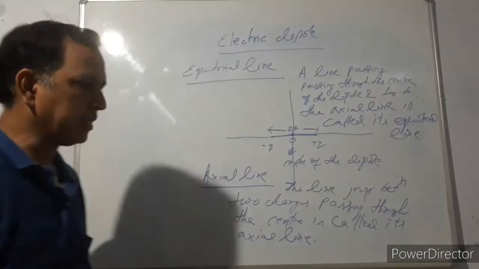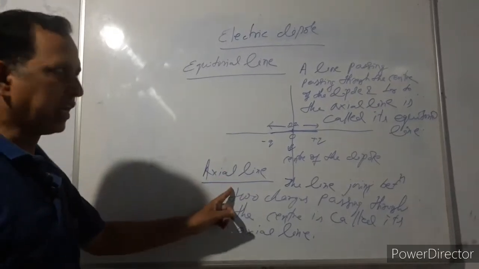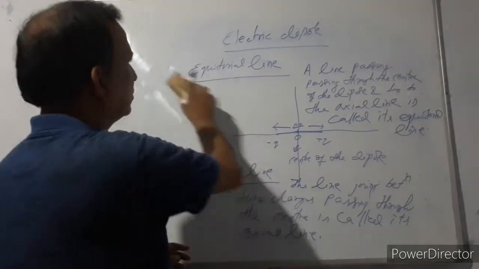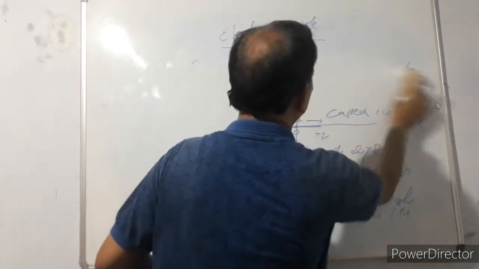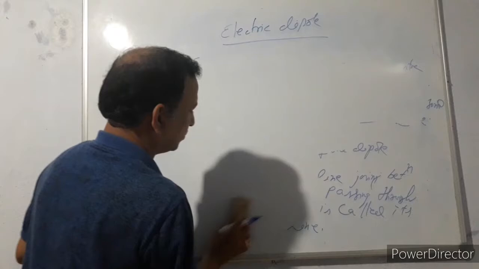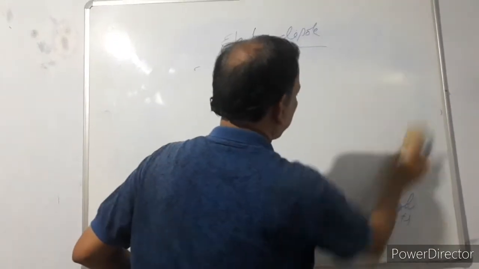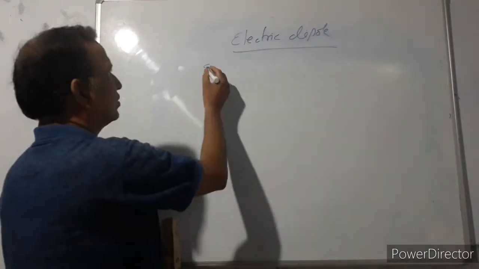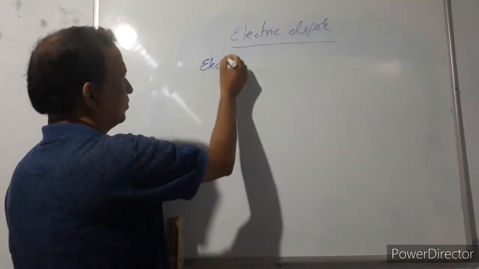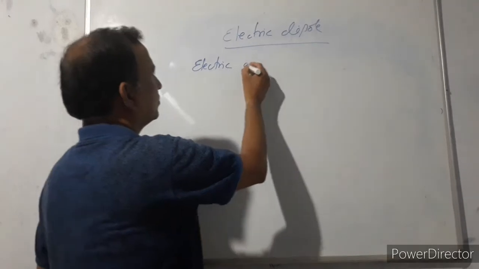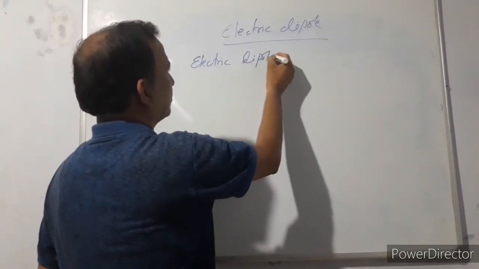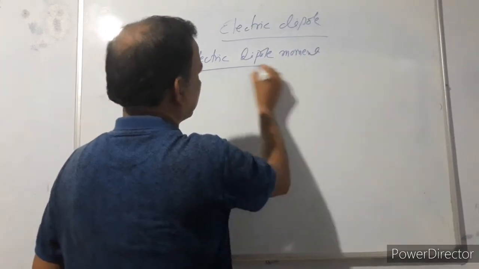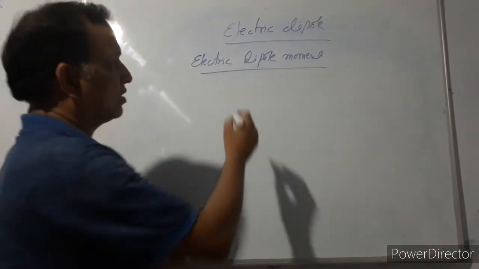This is all about your dipole: first, what is a dipole, and the axial line and equatorial line. Now, the dipole moment. What is the electric dipole moment?